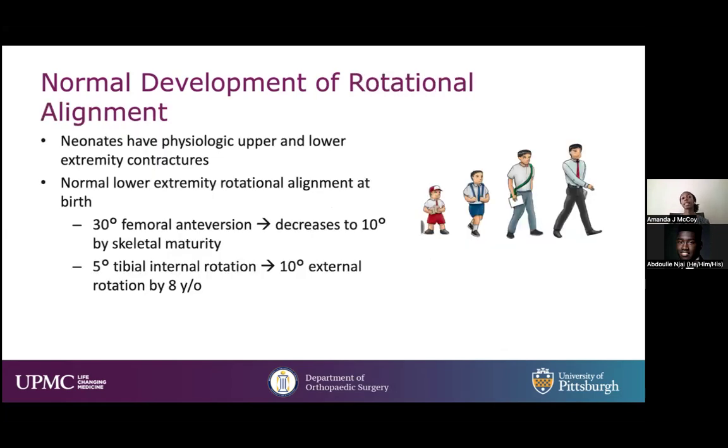When it comes to the rotational alignment of limbs, generally most babies have physiologic upper and lower extremity contractures, but you have femoral anteversion, which means that your hips turn in about 30 degrees when you're born, and they gradually derotate out to about 10 degrees. And then typically children have their tibias in internal tibial rotation, and it usually migrates out to about 10 degrees of external tibial rotation by 8 years old.